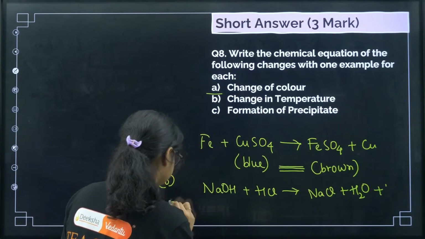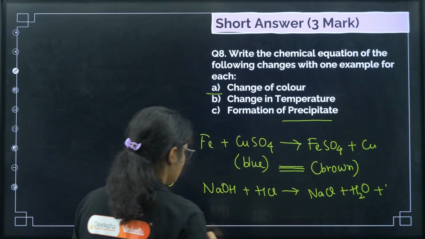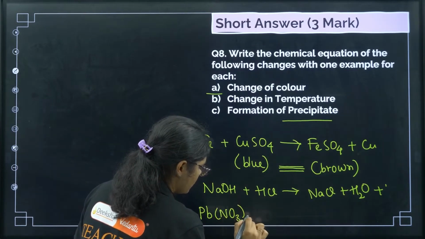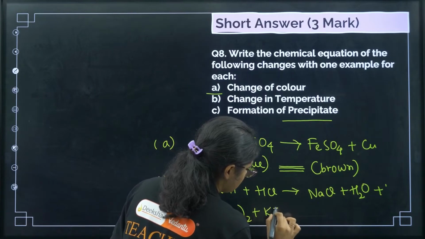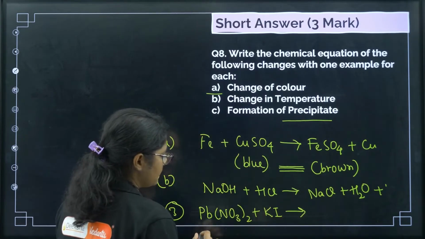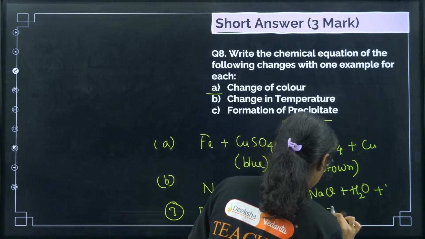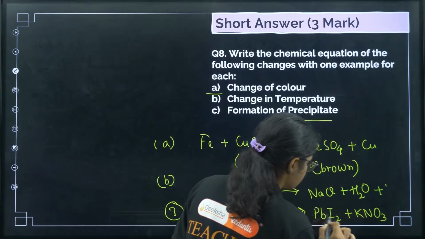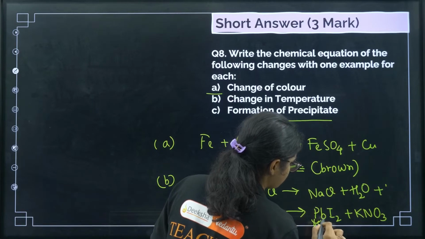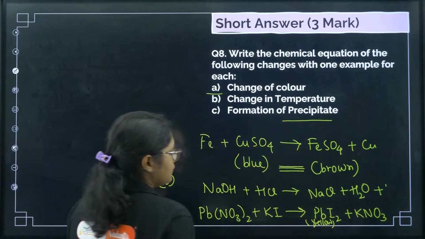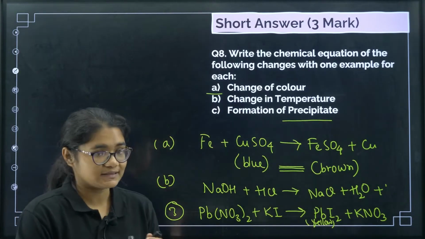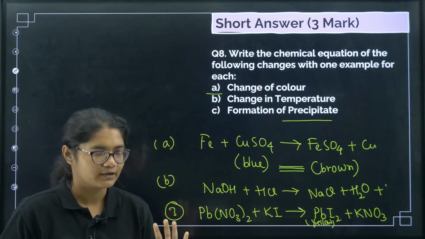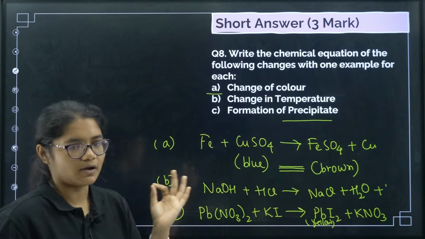Next, third one, formation of precipitate. So if you take Pb(NO3)2 plus KI, then we will get PbI2 plus KNO3. So this PbI2 is a yellow precipitate. Clear? So we can write other examples also, but if you can remember one example for each, that is enough. So you are writing 3 equations, 3 marks you will get.